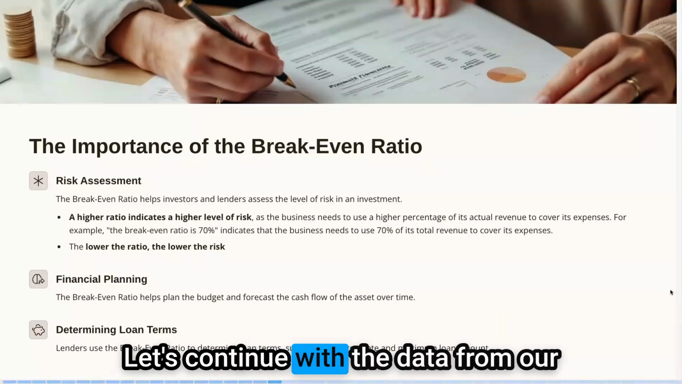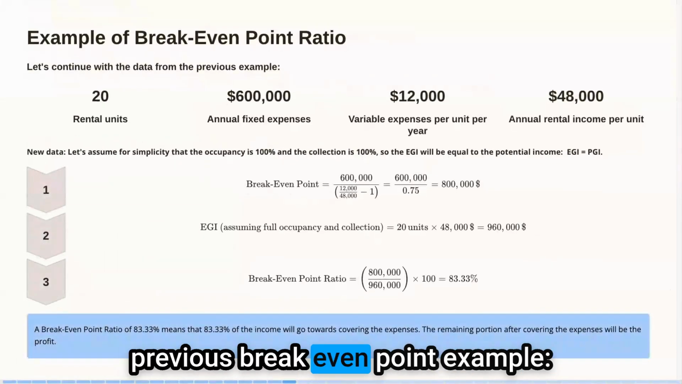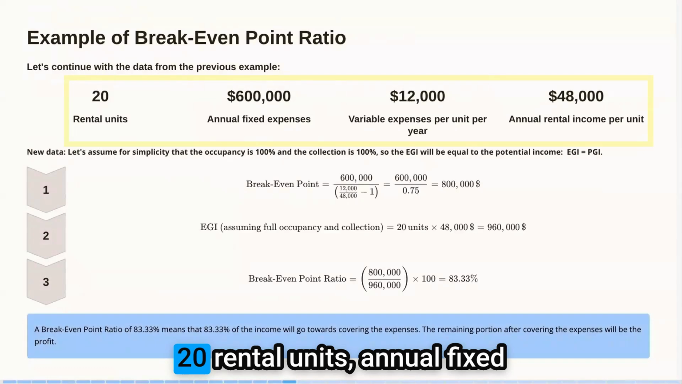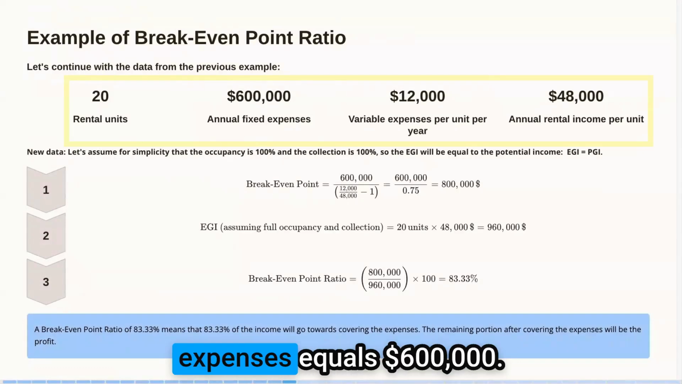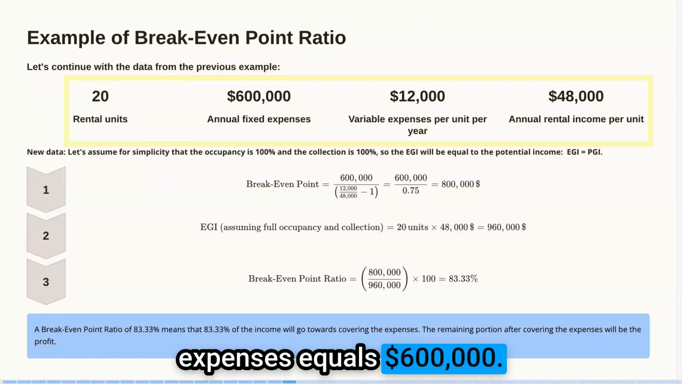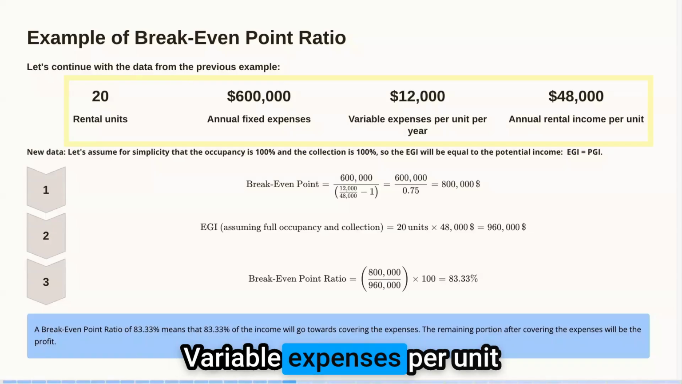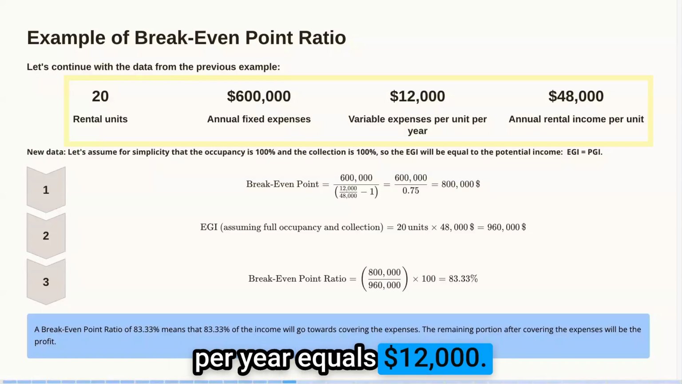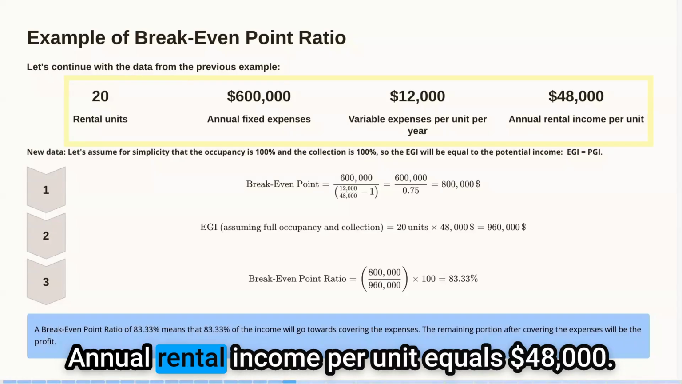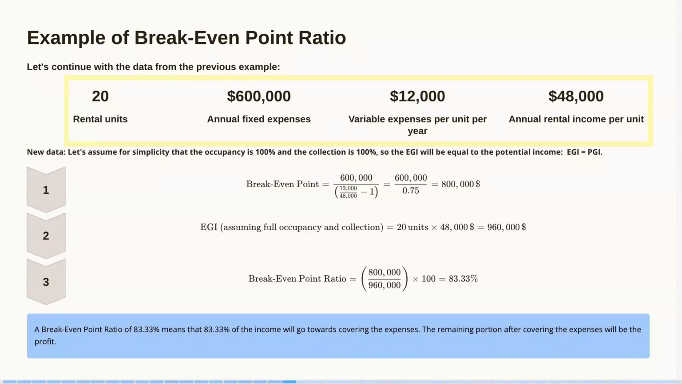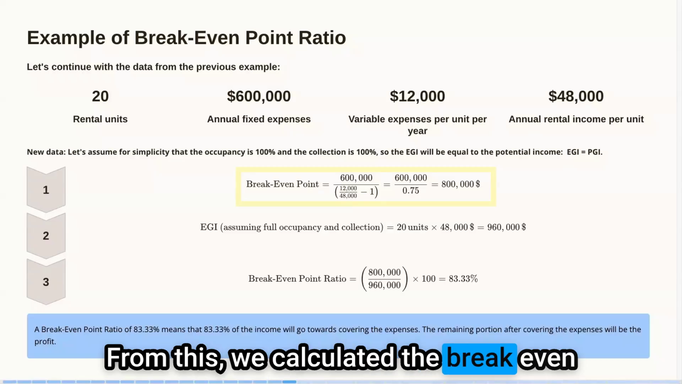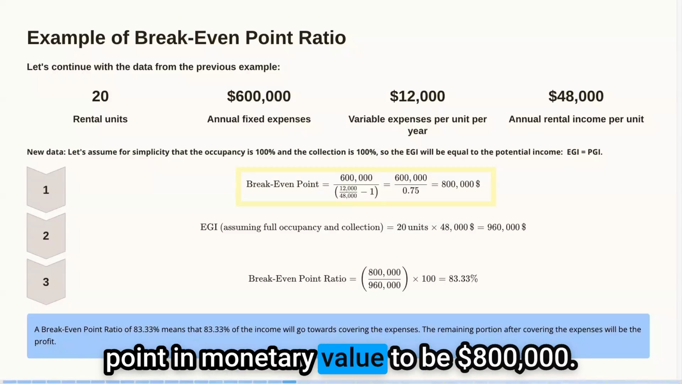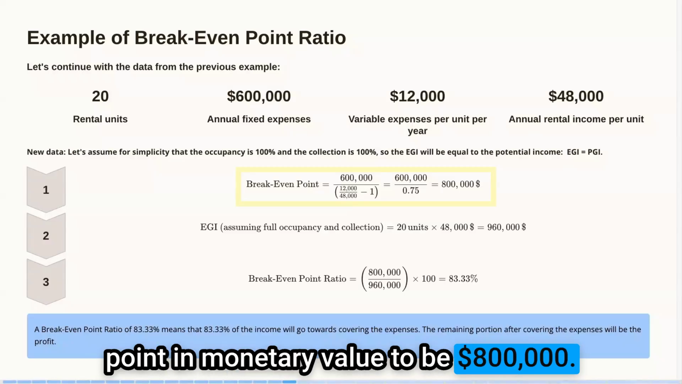Let's continue with the data from our previous break-even point example. 20 rental units. Annual fixed expenses equals $600,000. Variable expenses per unit per year equals $12,000. Annual rental income per unit equals $48,000. From this, we calculated the break-even point in monetary value to be $800,000.